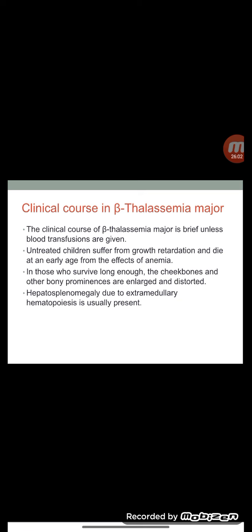The clinical course of beta thalassemia major is brief unless blood transfusions are given. Untreated children suffer from growth retardation and die at an early age from effects of anemia. In those who survive long enough, the cheekbones and other bony prominences are enlarged and distorted. Hepatosplenomegaly due to extramedullary hematopoiesis is usually present.